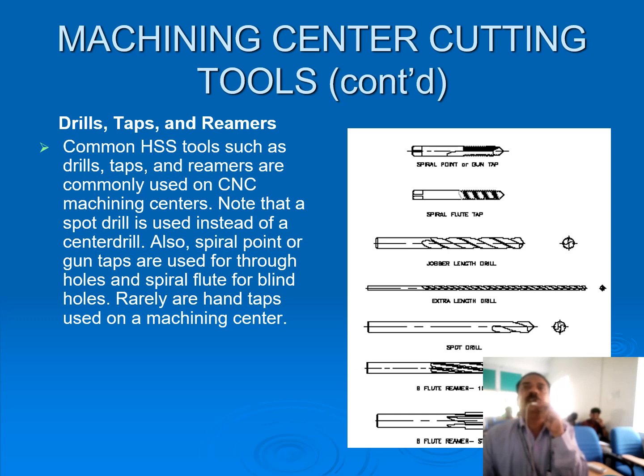And here you can see how the drill, tap and reamers look. So common HSS tools such as drill, tap and reamers are commonly used on CNC machining centers. And note that a spot drill is used instead of a center drill. Also, spiral point or gun taps are used for through holes and spiral flute for blind holes. Rarely are hand taps used on a machining center. Of course, sometimes when required, we use hand taps also in a machining center.